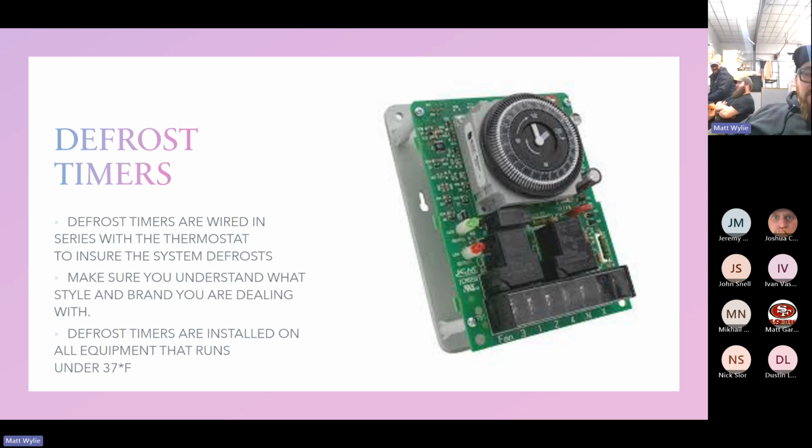Make sure you understand what style and brand you're dealing with. Defrost timers are installed on all equipment that runs under 37. That varies, the 37, it's more likely 32, because of 32 degrees. Your saturated suction is going to be in the 20s, so you have more chance of freezing when you're running that low. And the box isn't going to melt the ice off the coil.